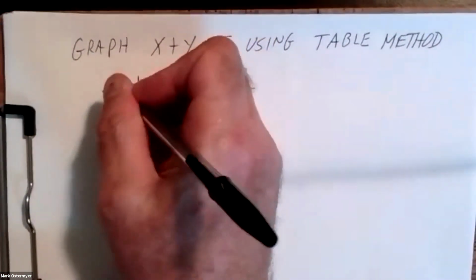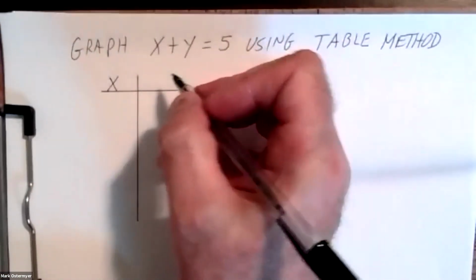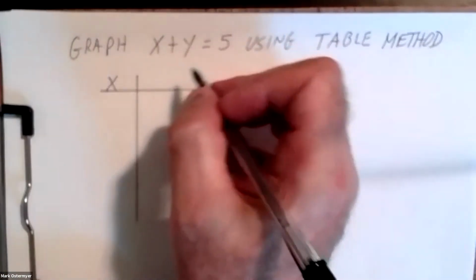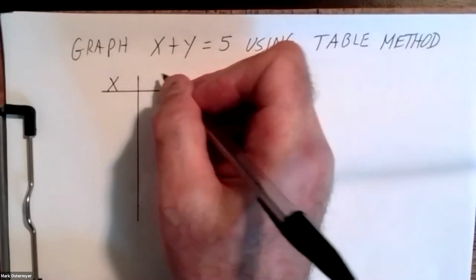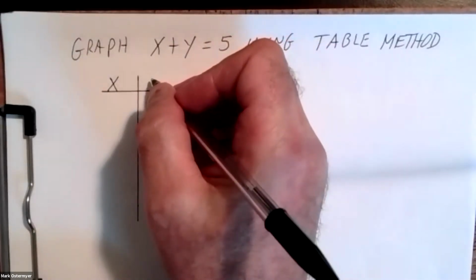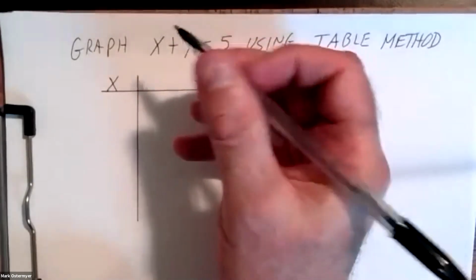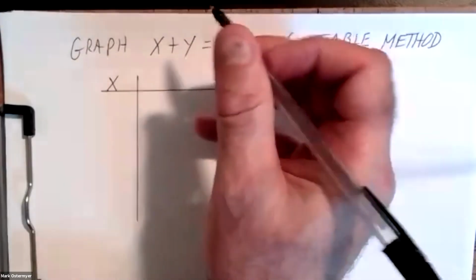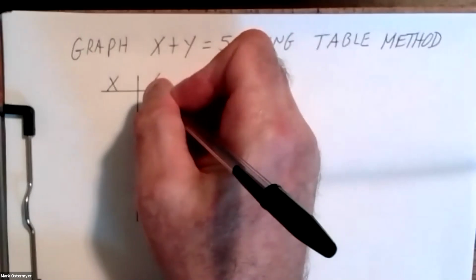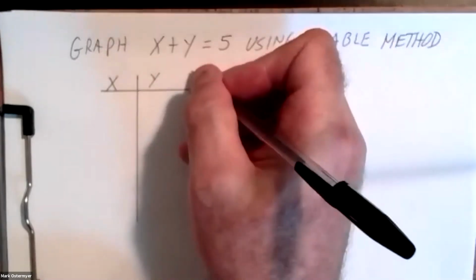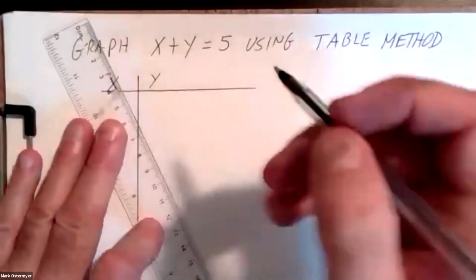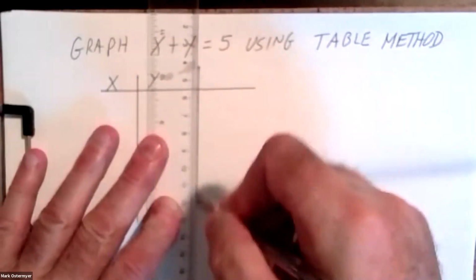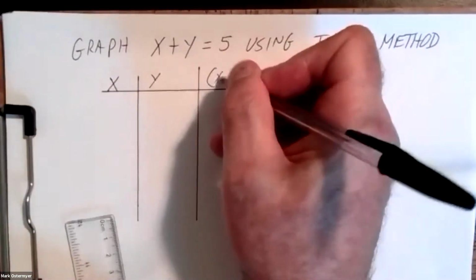And we're going to label these columns. The first column is going to be called the X column. The second column is going to be our Y column. And the third column, we're going to call our ordered pair column, (x, y).